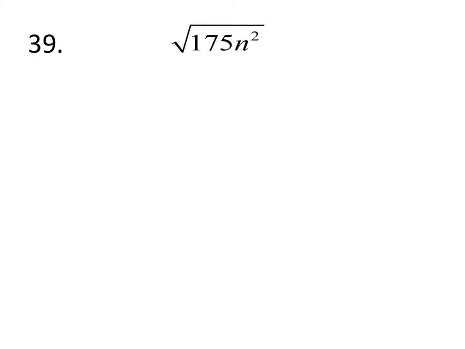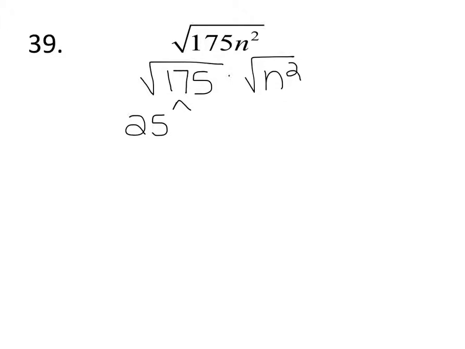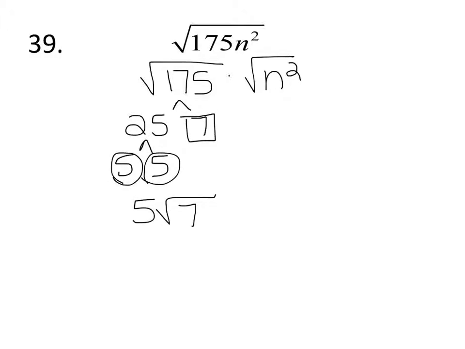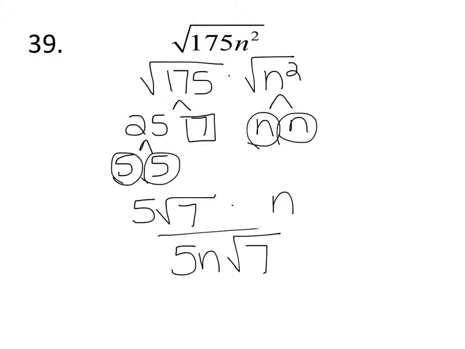All right, here they give you the square root of 175n squared, and they want you to simplify it. So I always break it up into the square root of 175 times the square root of n squared. So 175 is 25 and 7, and 25 is 5 and 5. So you can bring a 5 out front and leave a 7 inside. And here, this is n times n, so you can bring an n outside. So you have 5n times the square root of 7.